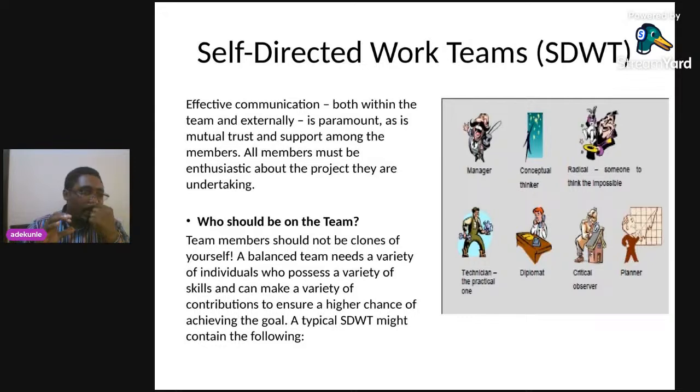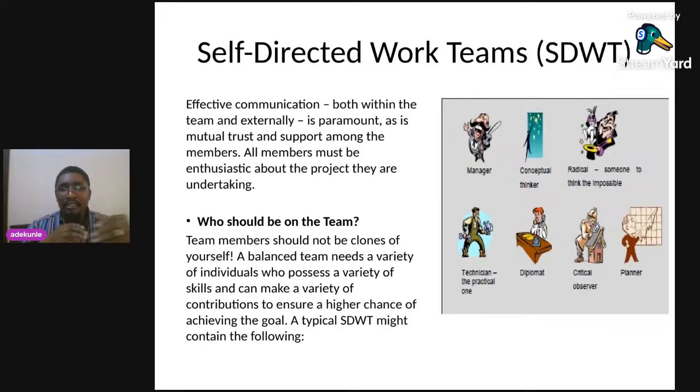One key factor for the success of a self-directed work team, or any team, is that they must have a concept of effective communication, both within the team and externally. Effective communication is paramount, as are mutual trust and support among members of the team. And all members must be passionate and enthusiastic about the project that they are undertaking.